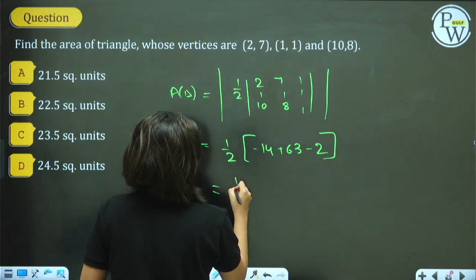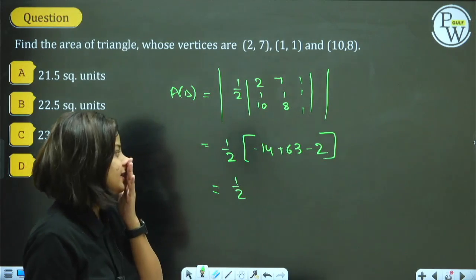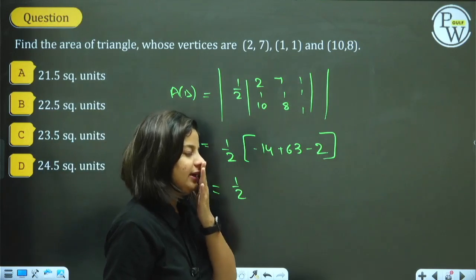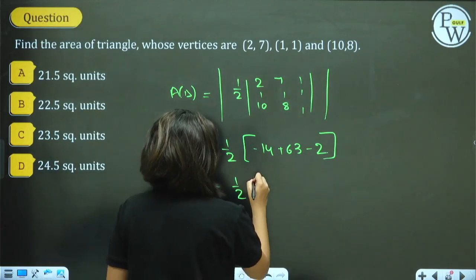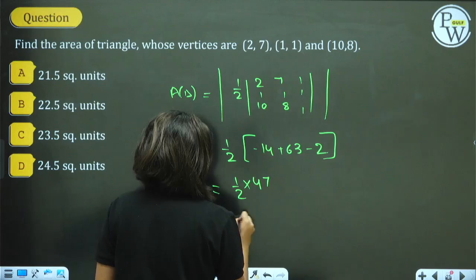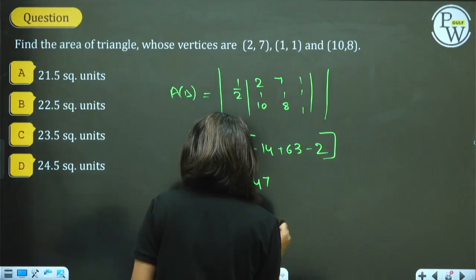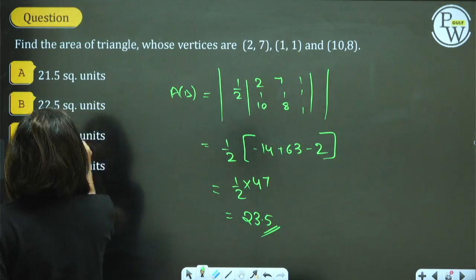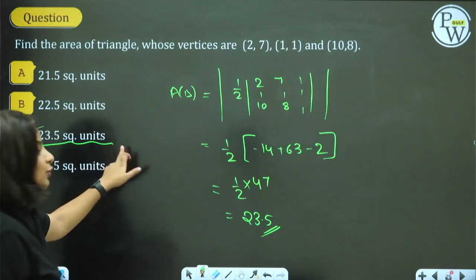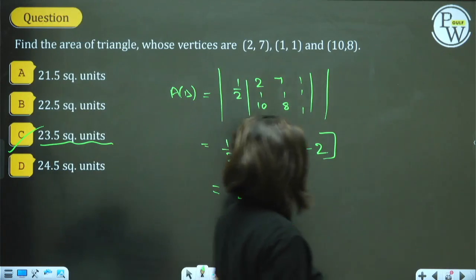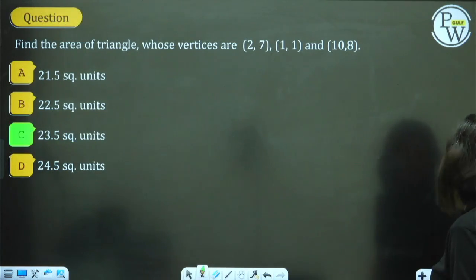How much is this? Half. Minus 14 minus 2 minus 16 plus 63. 53. 47. 47 by 2 will be 23.5 square units. Do not forget to write the unit. It's an area, so square units is necessary. 23.5 is the right answer.